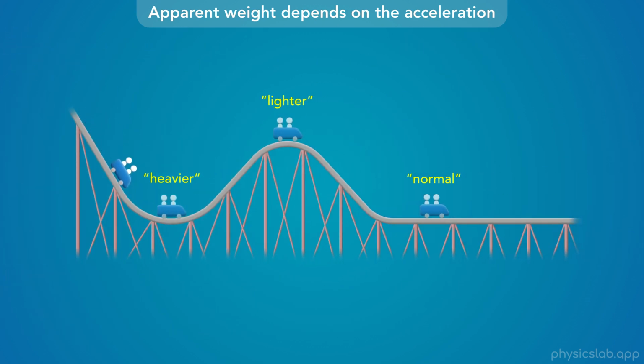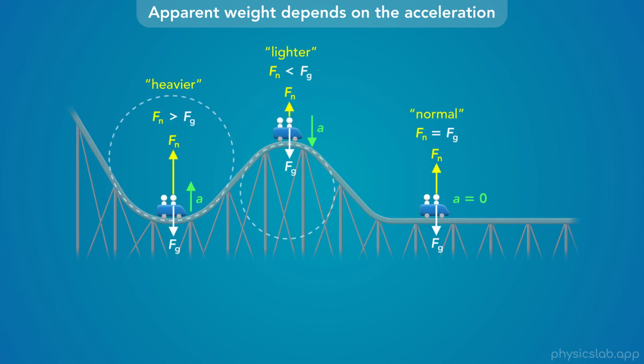So now that we know more about apparent weight, why do you feel heavier and lighter at different points on a roller coaster? We're going to learn more about this in the lesson on centripetal force. But basically, when you're going around a curve, your net force and acceleration point towards the center of the curve.